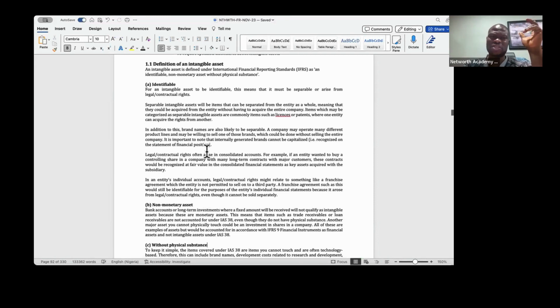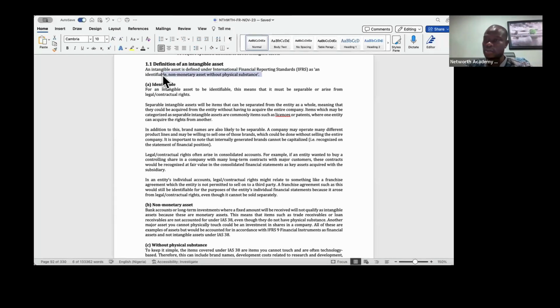And looking at this definition is not so straightforward, and I don't know the need for this complexity. But if you are asked in the exam to explain what an intangible asset is, you must be able to tell the examiner that it is an identifiable non-monetary asset without physical substance. But what really distinguishes this definition from PPE that we have learned is this without physical substance. Because if you look at it critically, PPE that we learned last week and the week before is identifiable.